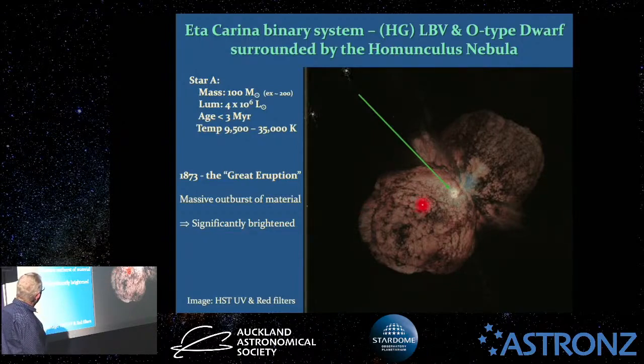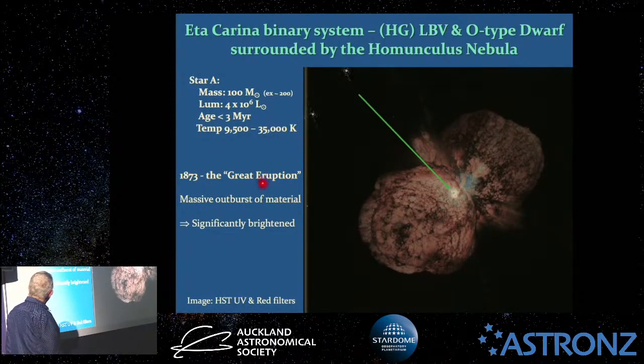It's got 2 stars, and it's actually a binary system. The main star is a hypergiant, also known as that luminous blue variable, and the other one is an O-type dwarf, in other words, on the main sequence. The main star is about 100 solar masses, 4 million times as bright as the sun. It's less than 3 million years old, and its surface temperature, you might say, why that big fluctuation? Because remember, it's having big outbursts and so on. So when it has an outburst, at its coolest, it's 9,500. When it shrinks back down again, it gets down to about 35,000 degrees.